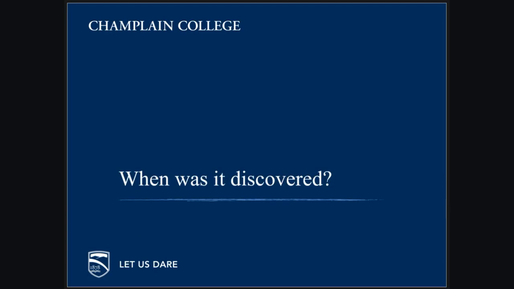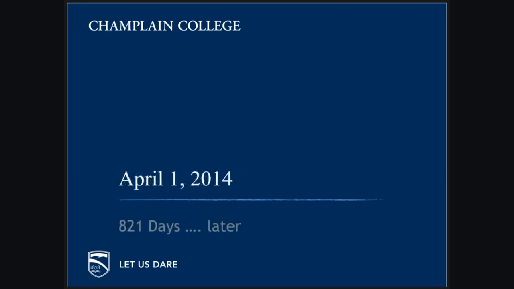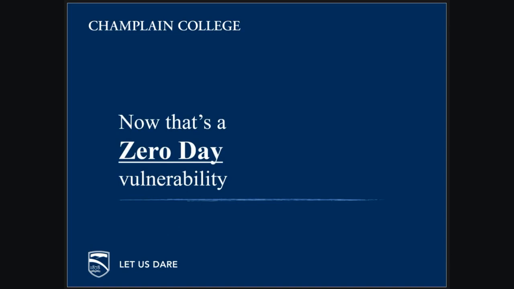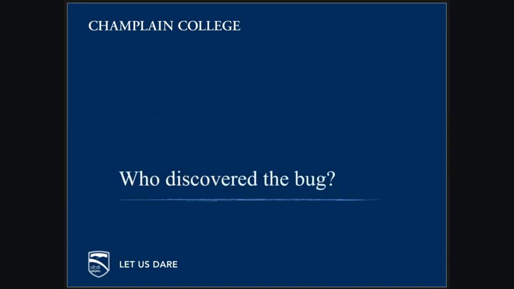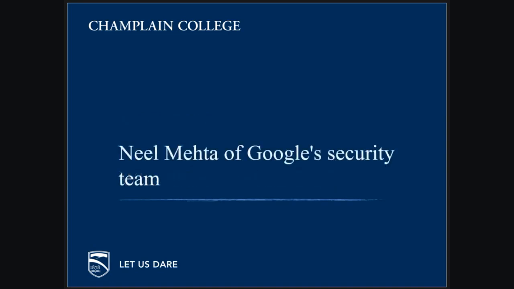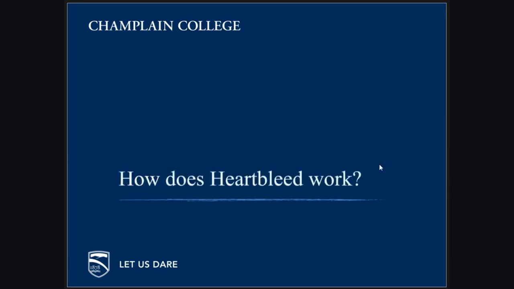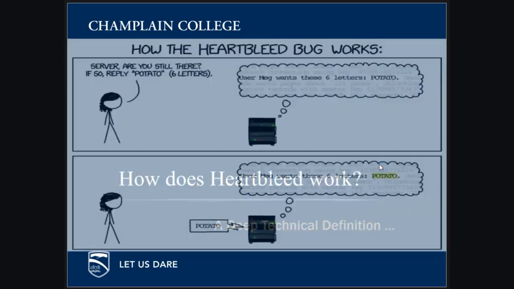Interesting time. So when was it discovered? If it was introduced in 2011, when did we figure out the bug was there? On April 1st, 2014, 821 days later. Now that's a zero-day vulnerability that was out there for multiple years that people could exploit. So who discovered the bug? Neel Mehta of Google's security team actually discovered this, and based on that, I want to give you a deep technical definition of how the bug works.